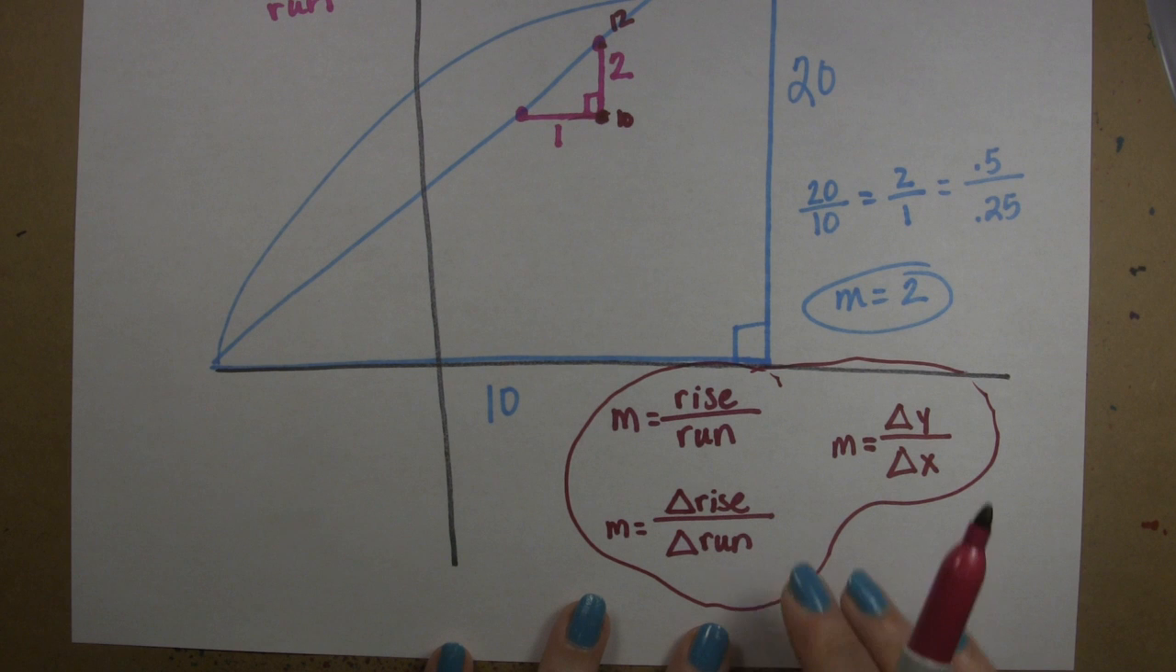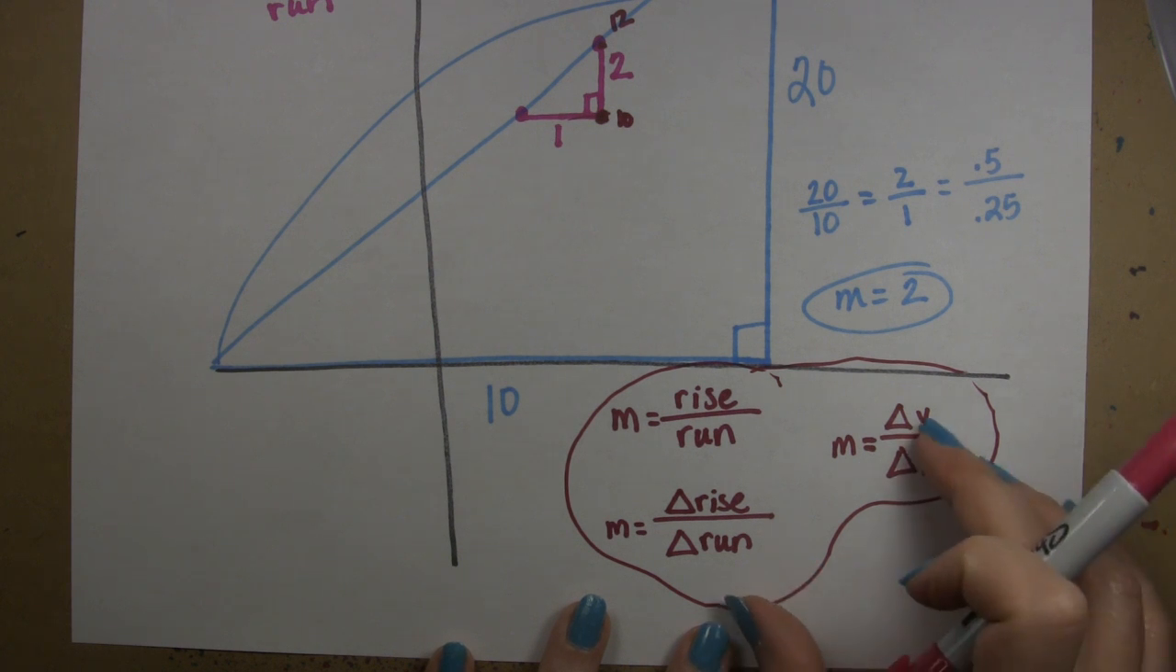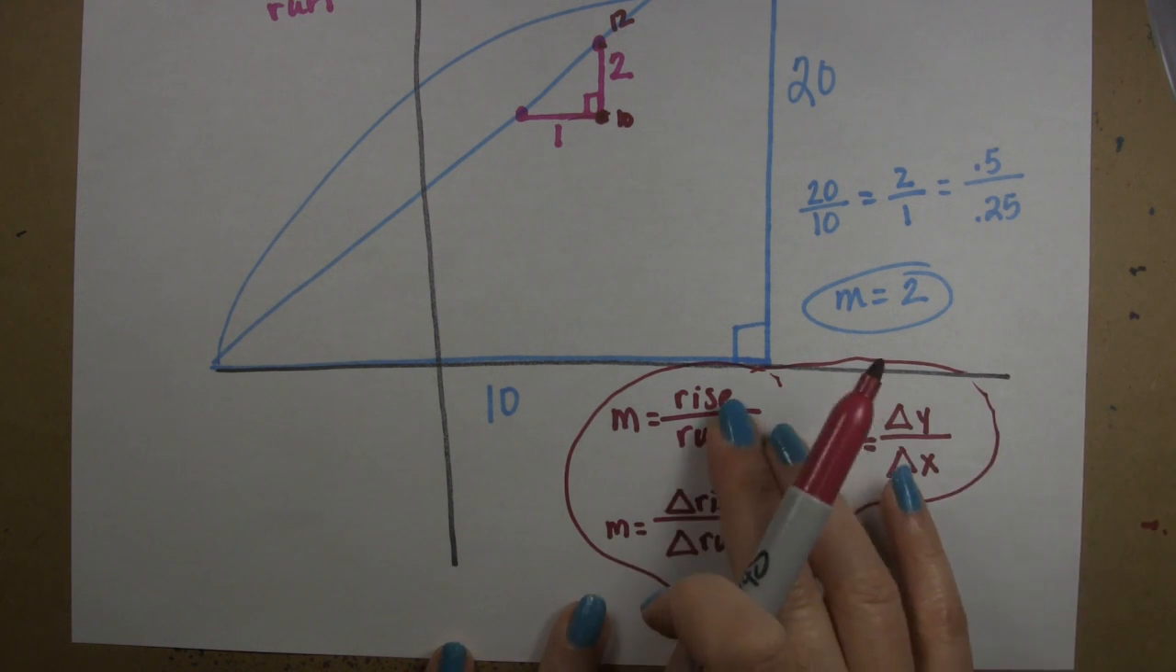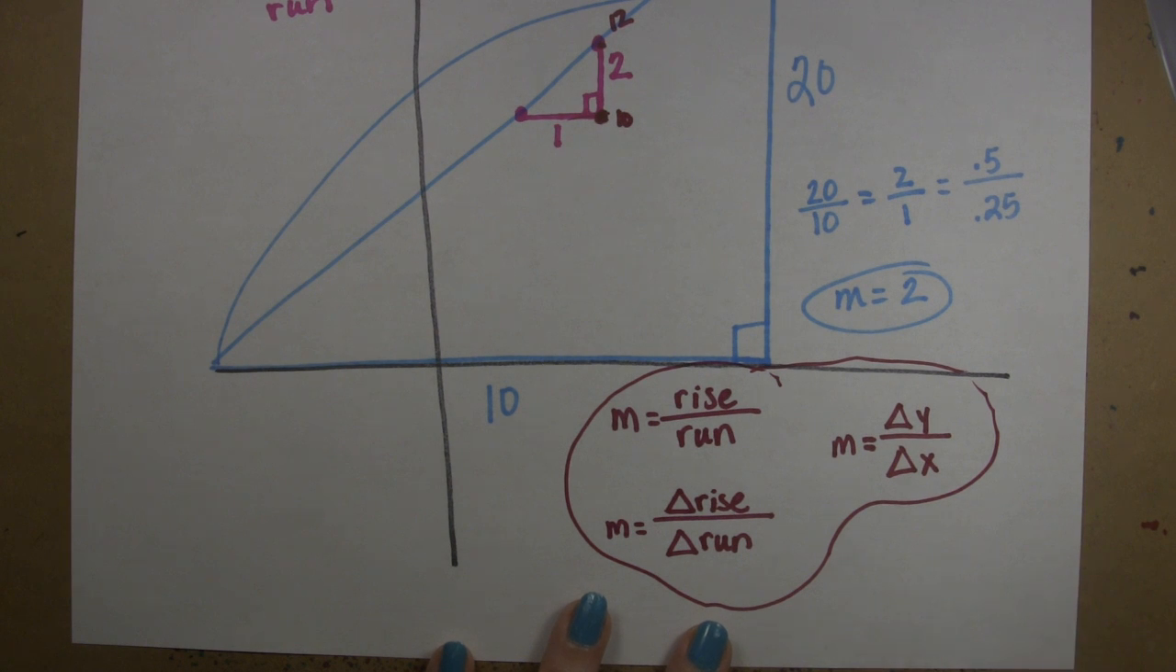Okay? So don't be frightened if you encounter a different thing. It's always rise over run. Slope never changes. Rise over run, rise over run, rise over run. Okay, that is your brief introduction to slope.